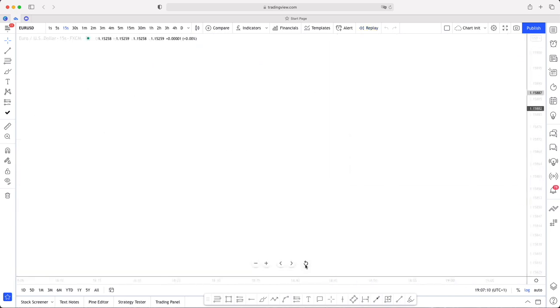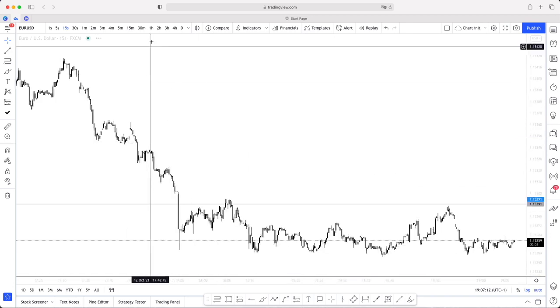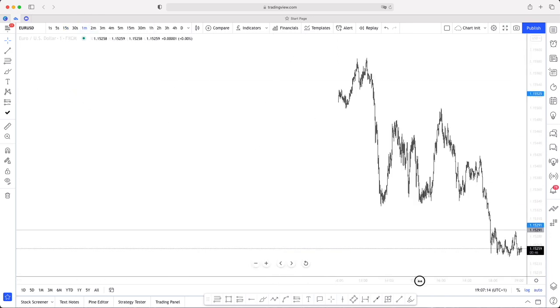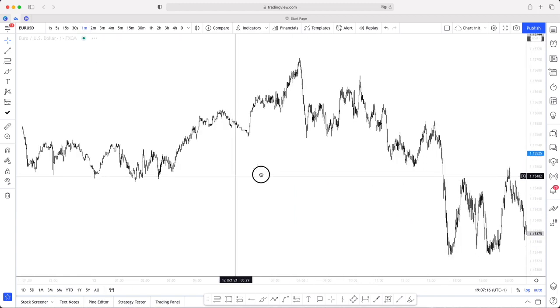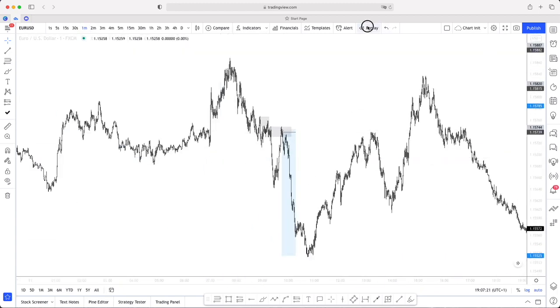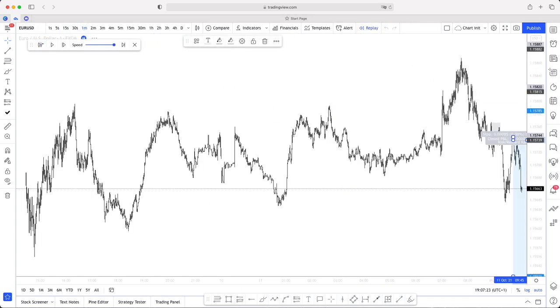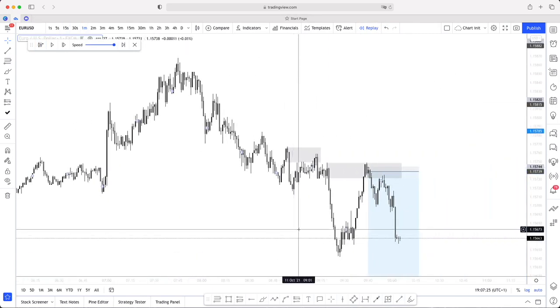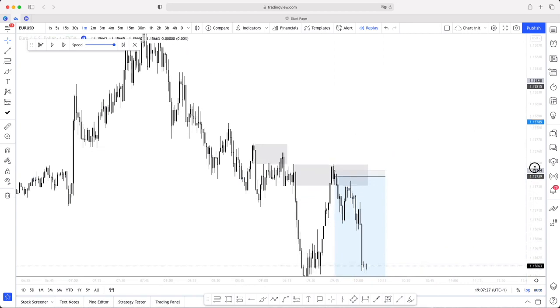So let me go to the 1 minute. Now last time I looked back at this, it moved. Okay, it's fine. It's alright. It hasn't moved. So this one was very simple as well. So this one was actually during London.